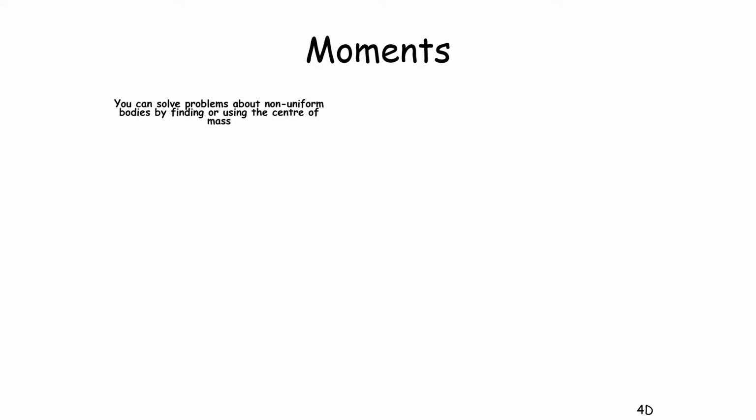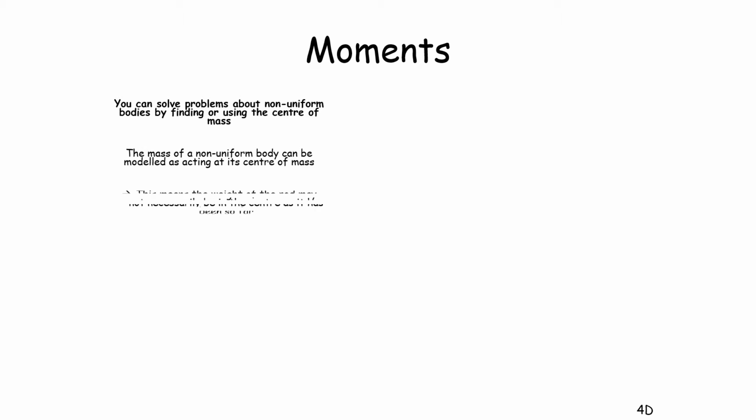Hi guys, so this is the second video on moments. Today we're going to look at a non-uniform lamina or non-uniform rod. Let's take this example here. The mass of a non-uniform body can be modeled as acting at its center of mass. This means the weight of the rod may not necessarily be in the center.